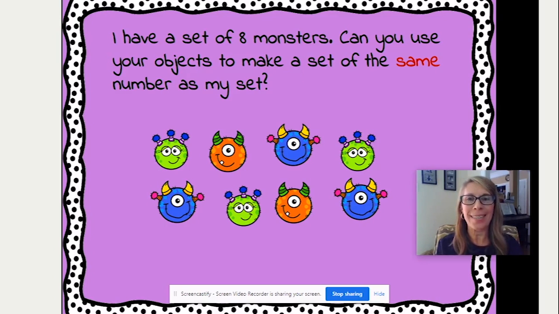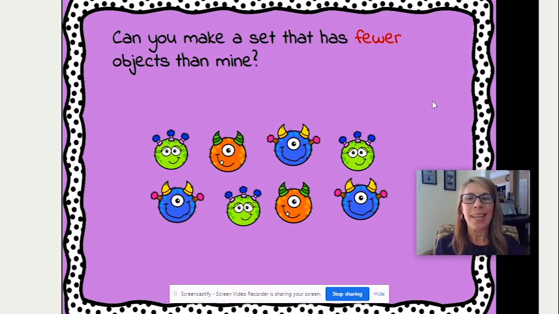If you made a set of 8, great job. All right, we're going to try another one. Can you make a set that has fewer objects than mine? Remember, fewer means a smaller amount or less than. Go ahead and make a set that has fewer objects than mine. Are you ready? Raise your hand if your set has 0, 1, 2, 3, 4, 5, 6, or 7 objects in your set. Then great job. You made a set fewer than my 8 monsters.